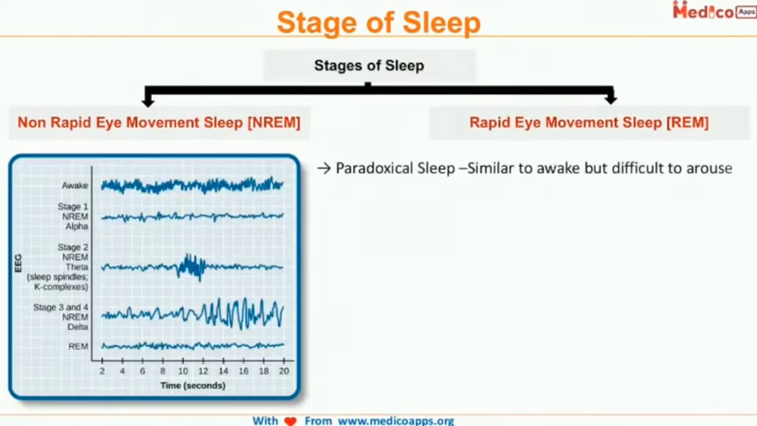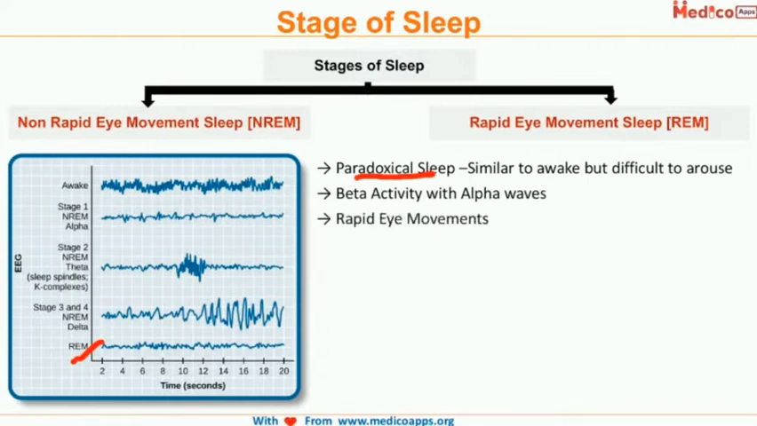Rapid eye movement sleep is also called paradoxical sleep. This is the EEG for REM. Even though it is very similar to an awake EEG, the person is very difficult to arouse. Here there is a beta activity with alpha waves. Rapid eye movements happen, but there is a generalized loss of muscle tone. So, the body has a complete loss of muscle tone.